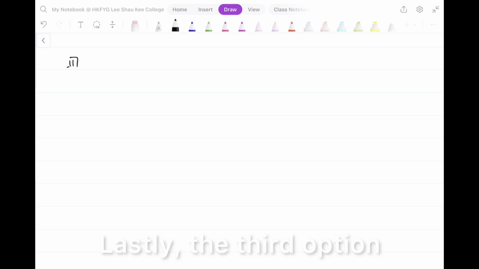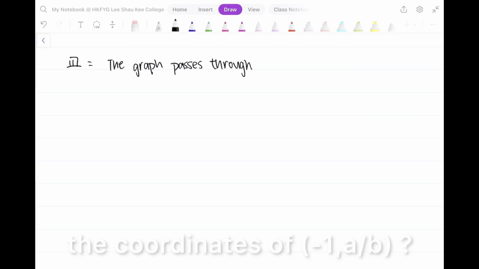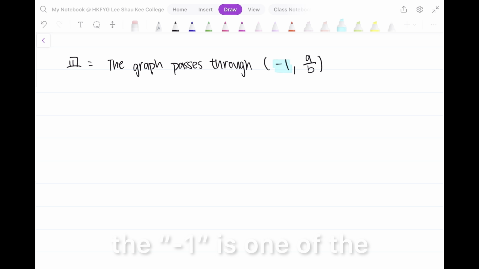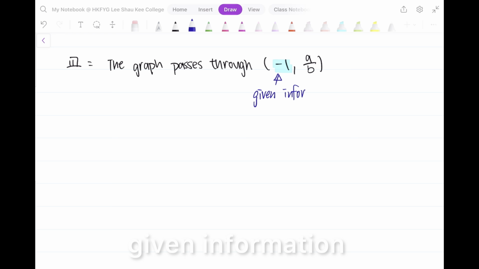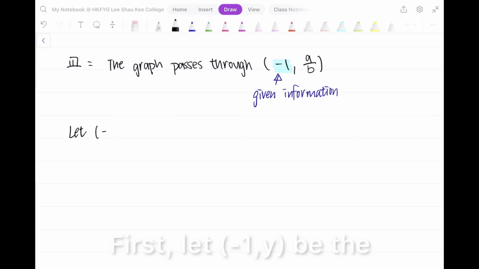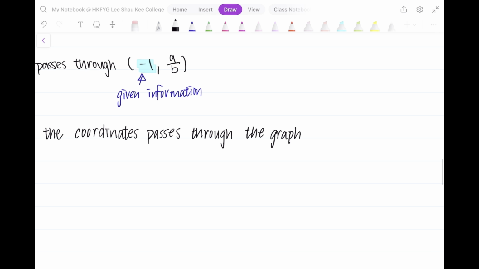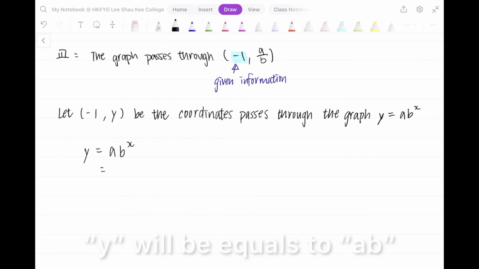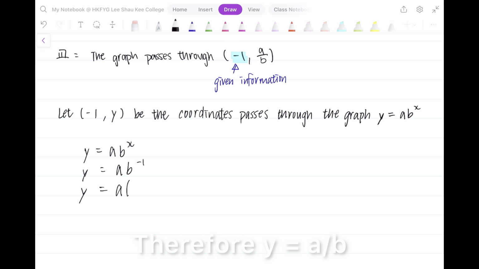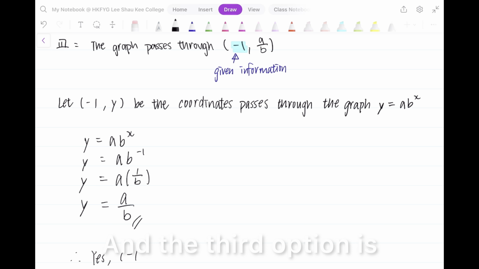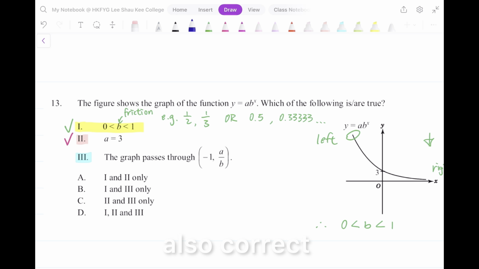Lastly, the third option. Does the graph pass through the coordinates of (-1, a divided by b)? The -1 is one of the given pieces of information. First, let (-1, y) be the coordinates on the graph. Y will be equal to ab to the power of -1. Therefore, y equals a divided by b. And the third option is also correct. The answer is D.